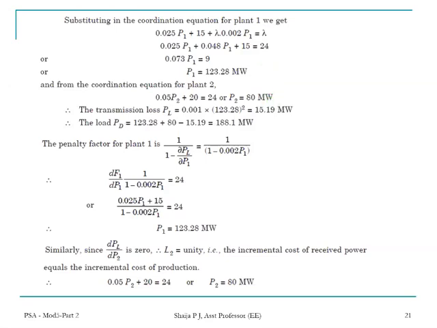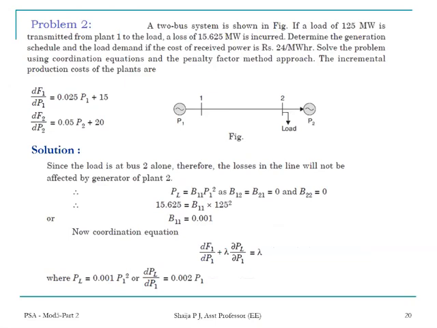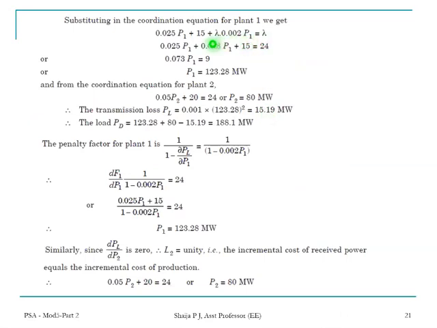Okay. In this, lambda, the cost of received power, is given as rupees 24. So here in this equation, instead of lambda in two places, you put 24. Solving that, you got P1 as 123.28. And from the coordination equation for plant 2, the plant 2 coordination equation is 0.05 P2 plus 20.